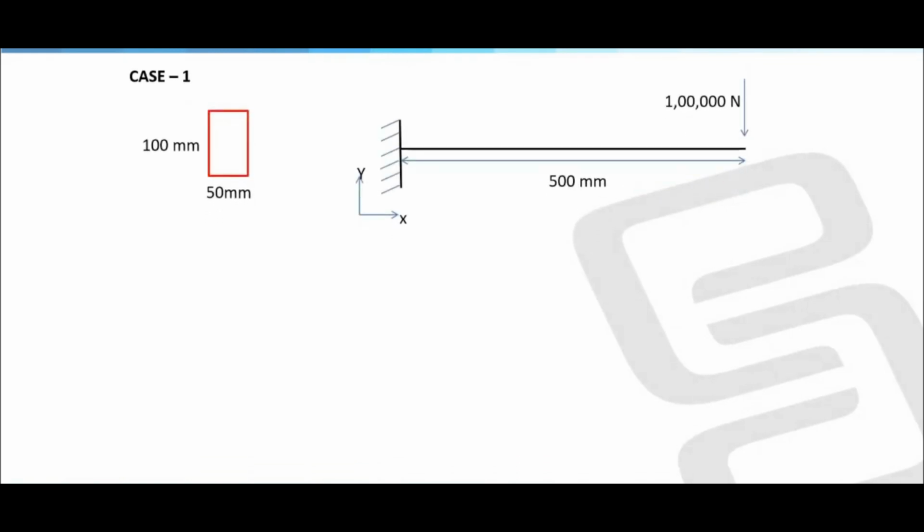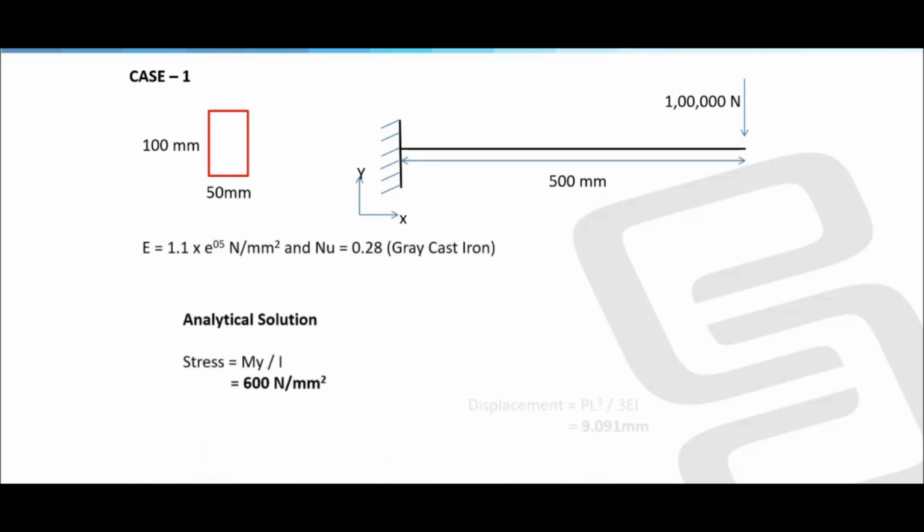So first, let me show you the problem statement. So this is the case 1. Here we have a simple beam element of length 500 mm. The cross section is rectangle and it is subjected to a bending force. So here are the analytical solutions and the material as well.